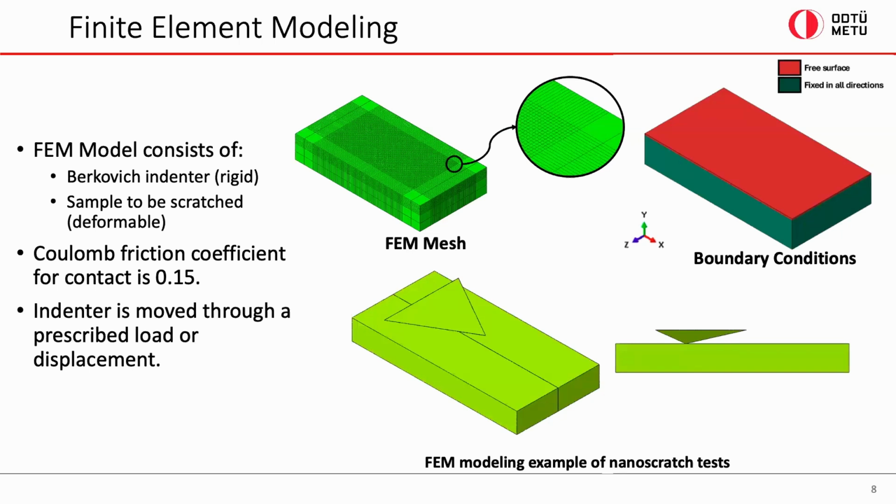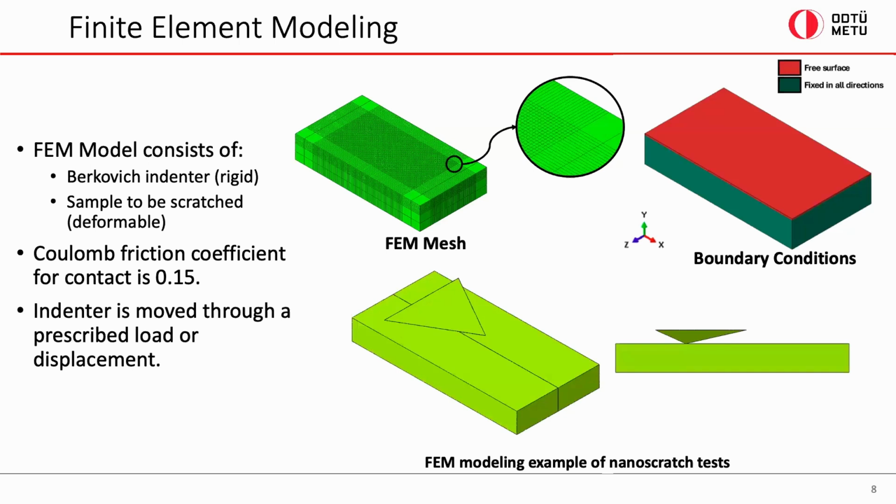The model consists of 2 geometries. First of them is a Berkovich indenter, which was chosen for this study. And then we have a deformable sample to be scratched. As you can see, here's the geometry of the sample. It has a very fine mesh at the scratching region and a coarse mesh at the outer surfaces to avoid boundary effects. The boundary conditions of the model are simple. All the surfaces except for the contact surface are restricted in all directions, fixed in all directions.